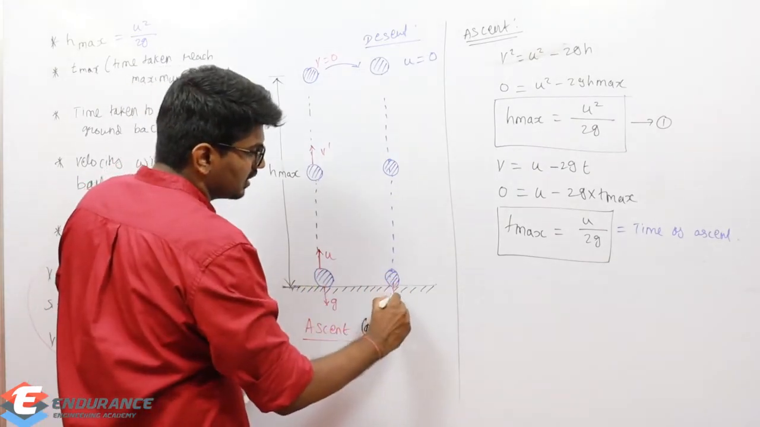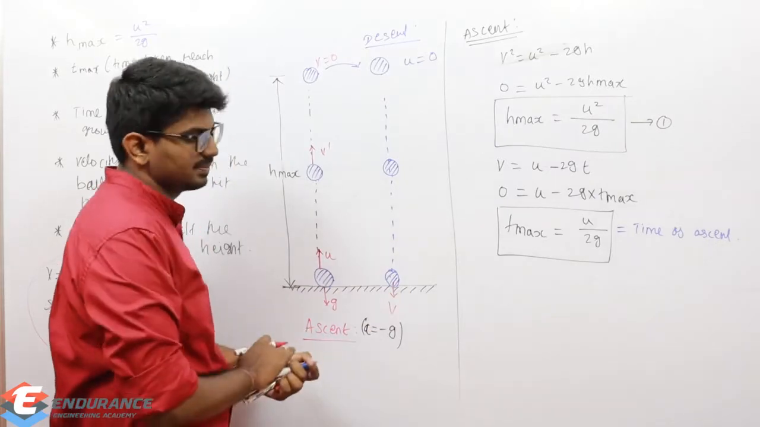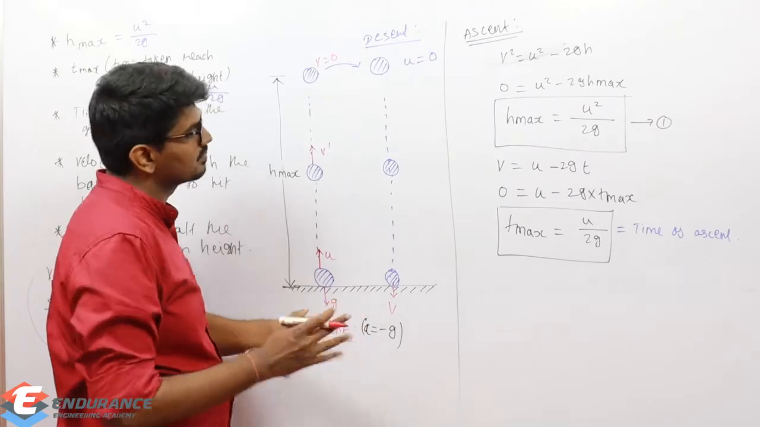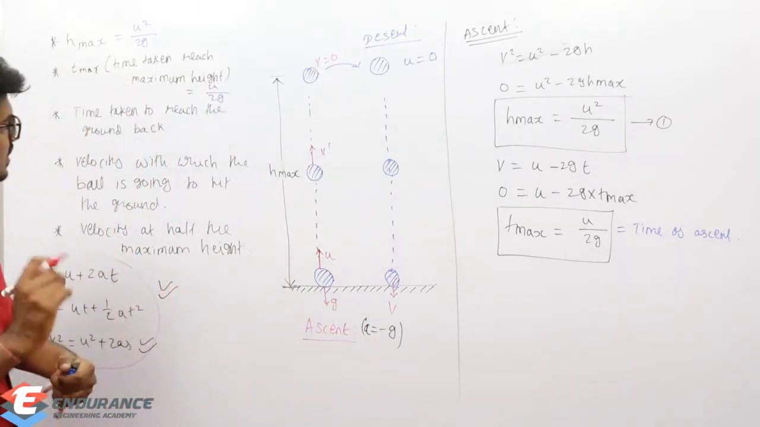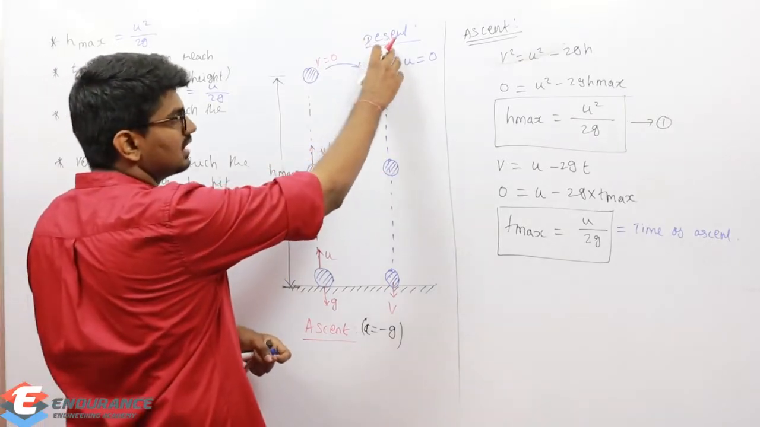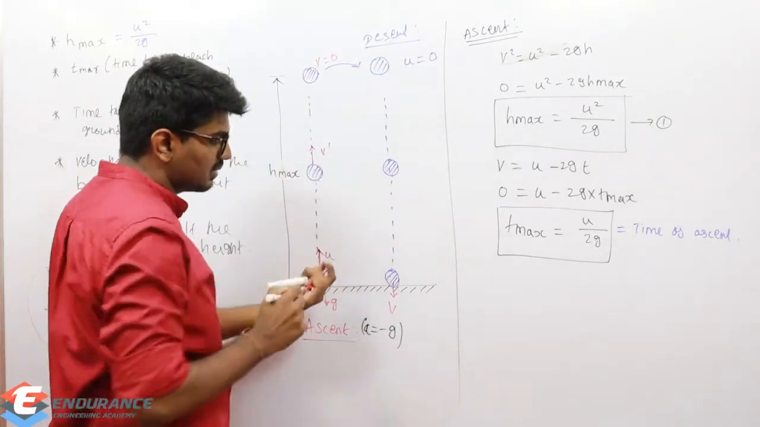It will hit the ground with some velocity v. So it is hitting the ground with some velocity v. How to find it, we will see. Now, first, the question is the time taken to reach the ground back. So now it is starting with a velocity zero and it is going to come and hit the ground.